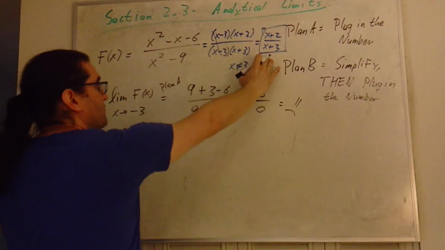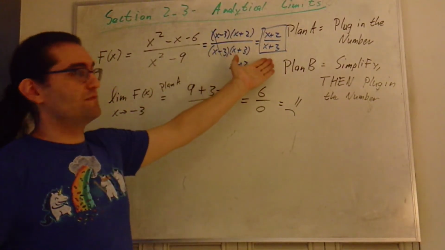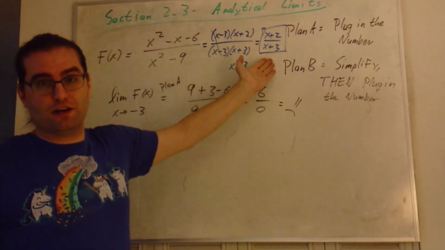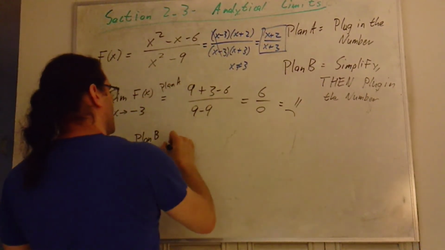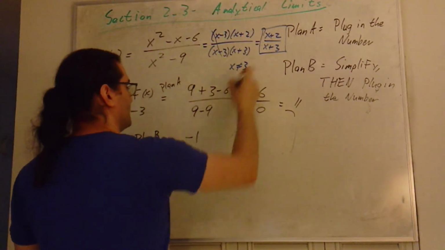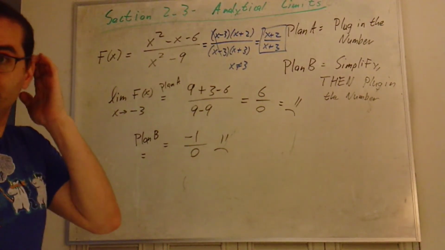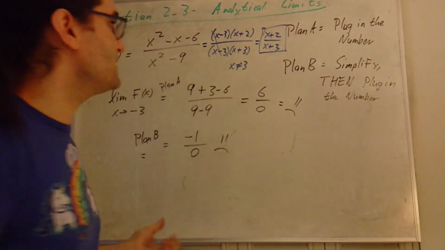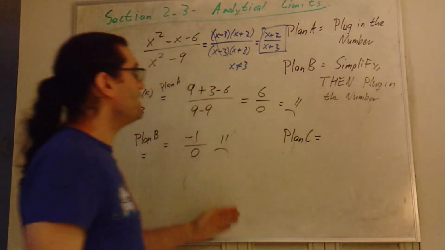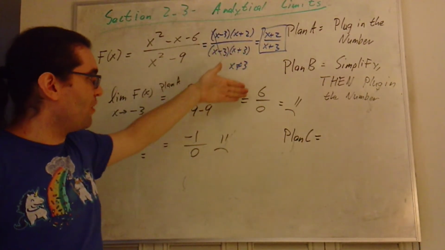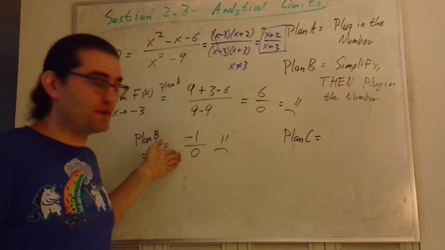I already have the simplified version here, x plus 2 over x plus 3. This is as simple as this possibly gets. Can't simplify it anymore. So I'll try plugging x equals negative 3 into the simplified version. That will give me a negative 1 on top and a 0 on bottom. It's going to be another big frowny face. Which brings us to plan C. If plan A and plan B both fail, there's still one thing we can do.